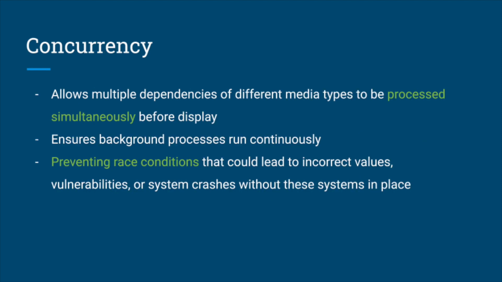In the common utilities component, there were various files that managed threading and mutex locking for concurrent processes within Kodi. This crucial functionality allows multiple dependencies of different media types to be processed simultaneously before display. Additionally, the component ensures the background processes run continuously to maintain up-to-date global variables and settings, preventing race conditions that could lead to incorrect values, vulnerabilities, or system crashes without these systems in place.